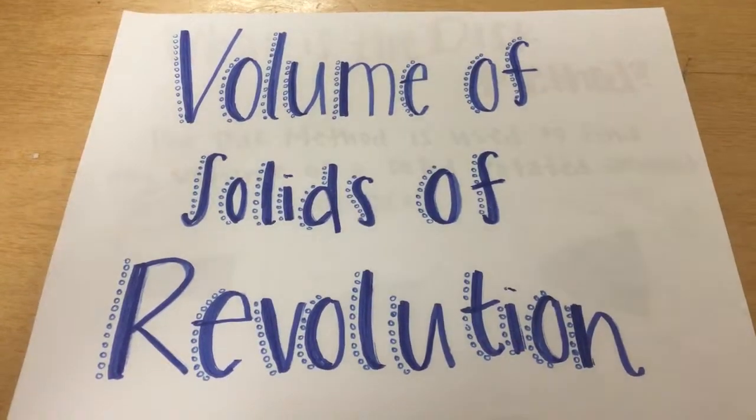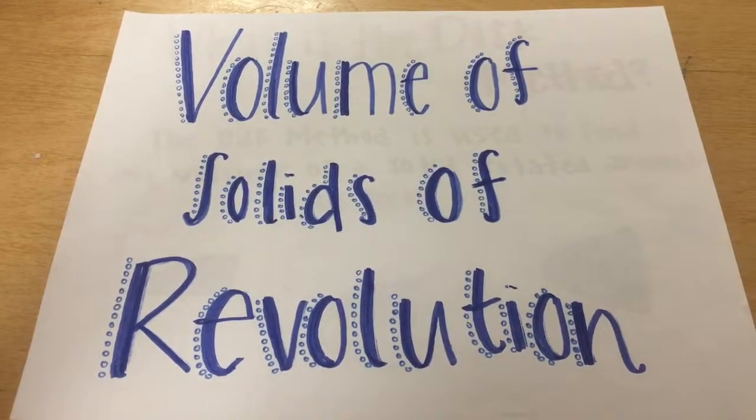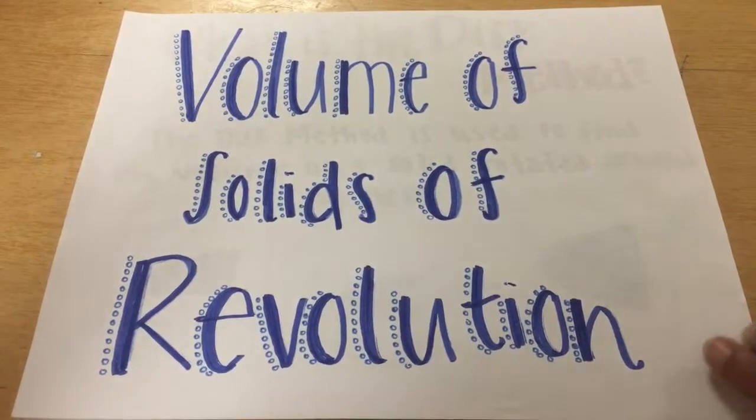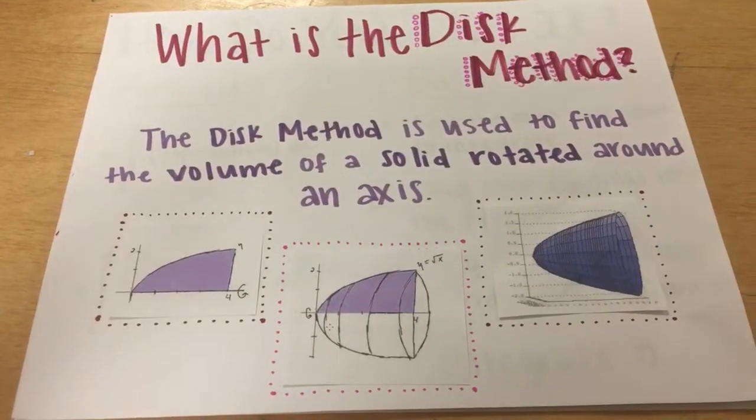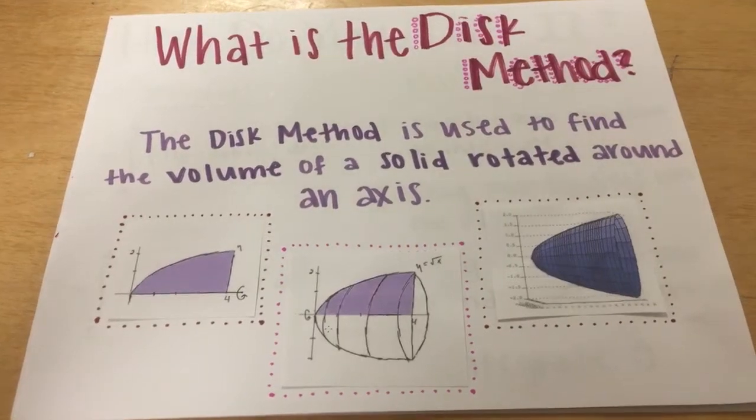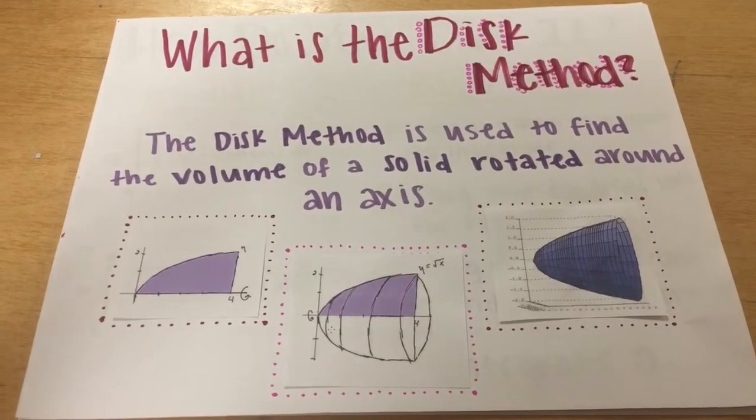Hey guys, today we'll be discussing the volume of solids of revolution using the disk and washer method. The disk method is used to find the volume of a solid rotated around an axis.